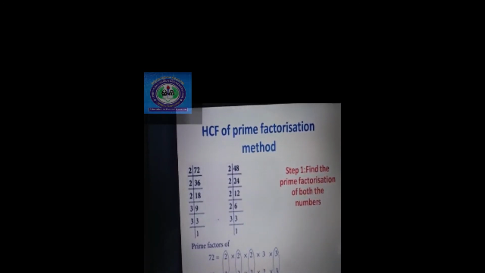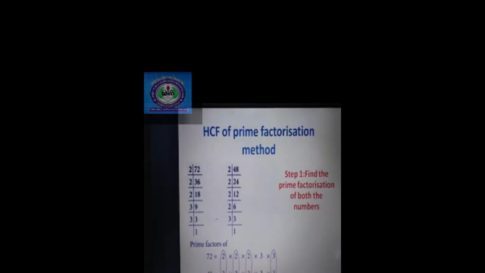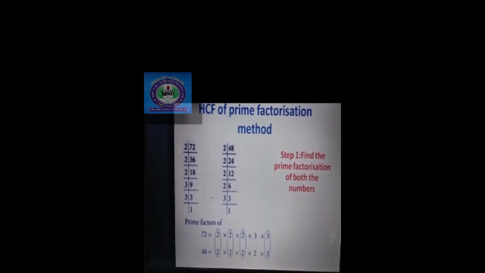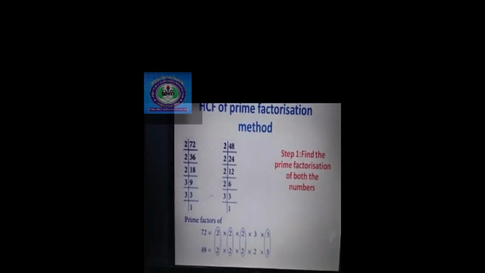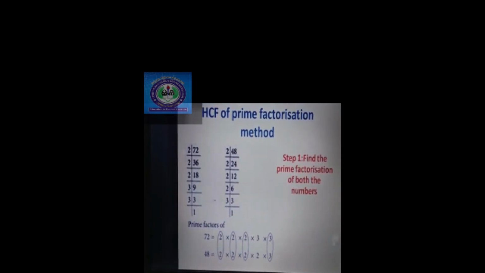Step 1. Find the prime factorization of both the numbers. 72: 2 36s are 72, 2 18s are 36, 2 9s are 18, 3 3s are 9 and 3 1s are 3. Same in case of 48: 2 24s are 48, 2 12s are 24, 2 6s are 12, 2 3s are 6 and 3 1s are 3. So the prime factors of 72 are 2 into 2 into 2 into 3 into 3, and of 48 are 2 into 2 into 2 into 2 into 3.